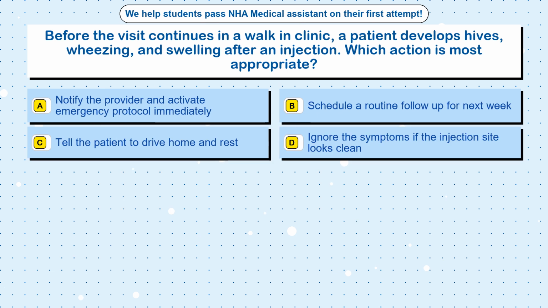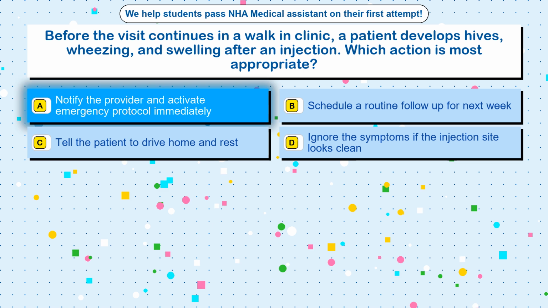Question 80. Before the visit continues in a walk-in clinic, a patient develops hives, wheezing, and swelling after an injection. Which action is most appropriate? Option A. Notify the provider and activate emergency protocol immediately. Option B. Schedule a routine follow-up for next week. Option C. Tell the patient to drive home and rest. Option D. Ignore the symptoms if the injection site looks clean.